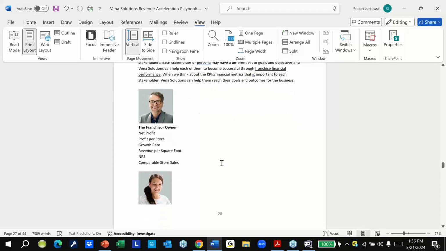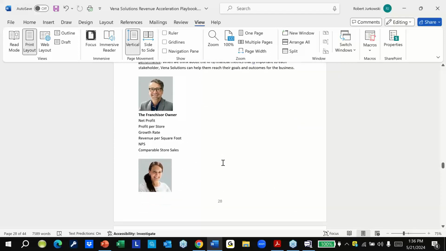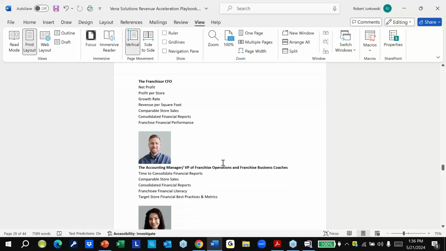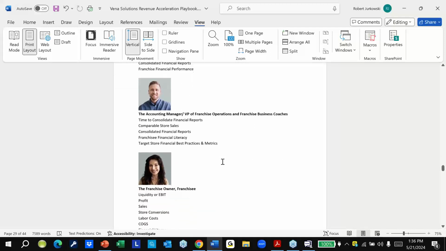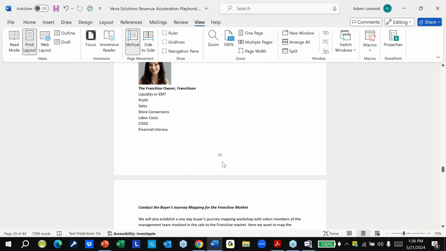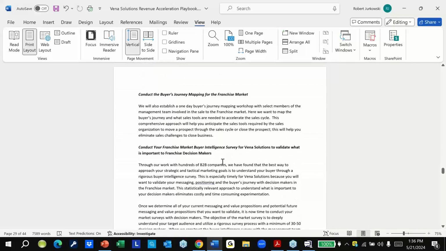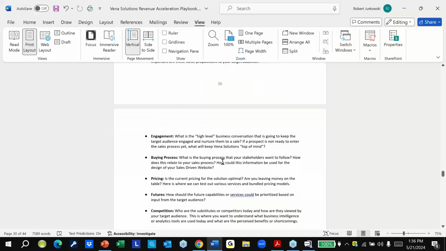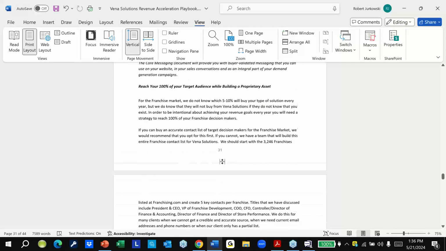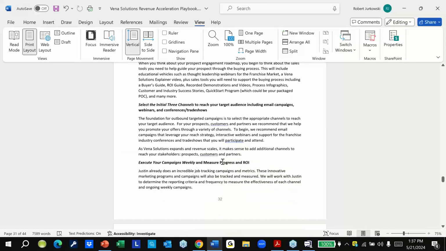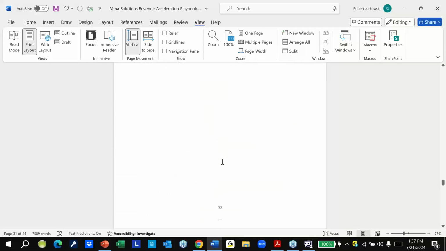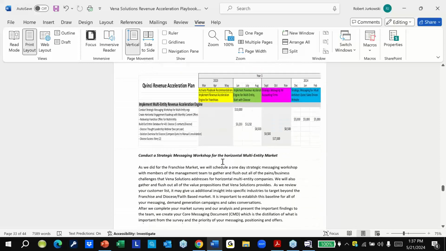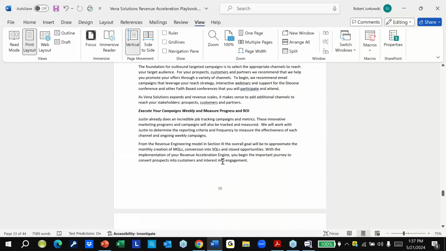And as you can see here, we've identified the different stakeholders: the franchise owner, what's their drivers, the franchise CFO, the accounting manager, the VP of franchise operations, the franchisee. And so what we're doing here is we're doing a really good job thinking through the different audiences and the drivers for each of those audiences. So this is in essence the playbook that gets developed. And as you can see, it's pretty significant. I think this playbook is about, in length, about 40 pages.